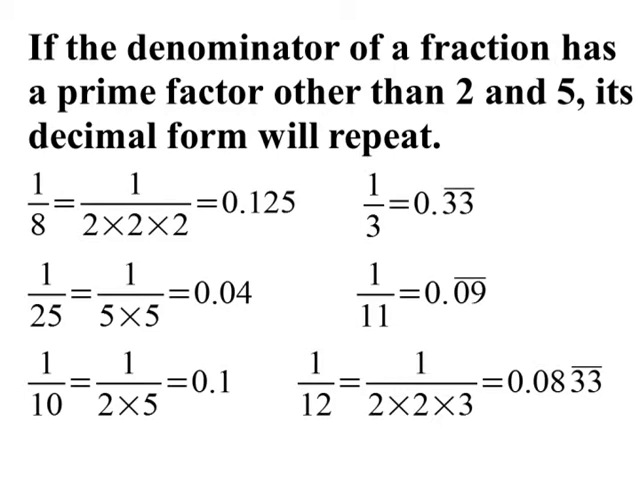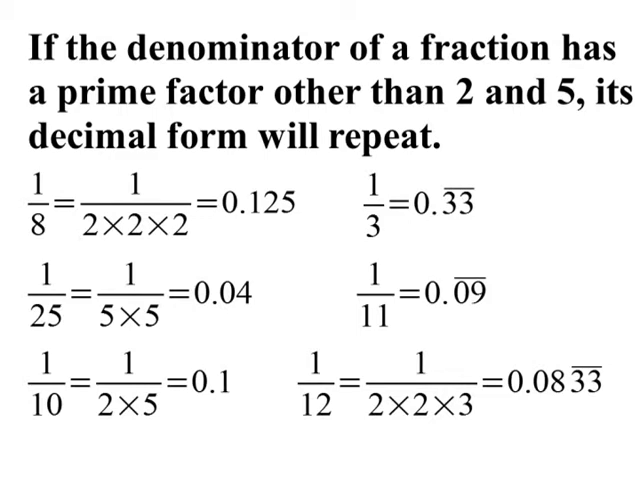So 1 divided by 8, or 1 over 8, it means exactly the same thing, will not repeat, because 8 is simply 2 times 2 times 2. 1 divided by 25 will not repeat, because 25 is 5 times 5. 1 divided by 10 will not repeat, because 10 is 2 times 5. See, all of these are made of some combination of 2 and 5.